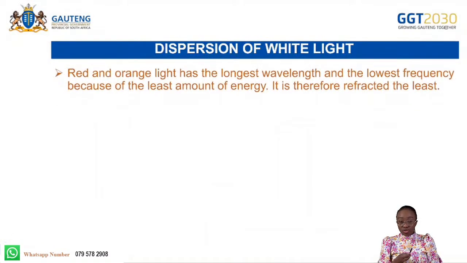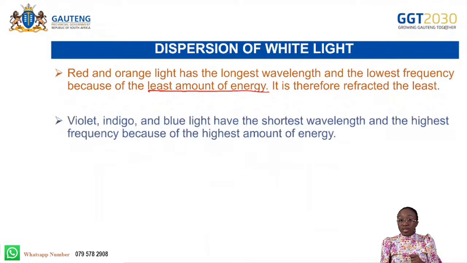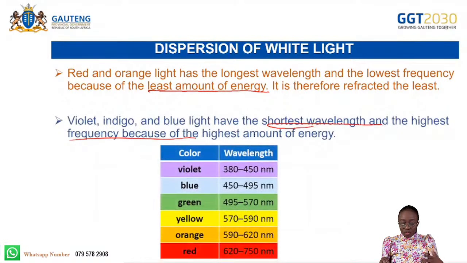Red and orange light has the longest wavelength and the lowest frequency because of the least amount of energy that they have. So they are refracted the least. Violet, indigo, and blue have the shortest wavelength and the highest frequency because of that higher amount of energy. So they bend the most.